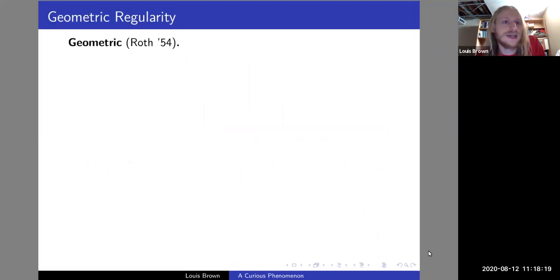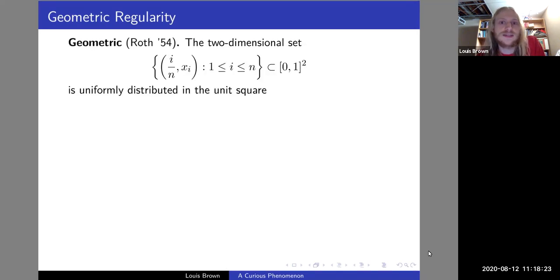And then we have the geometric sense of regularity, which is that if we take the 2-dimensional set, (i/n, ξ_i), this is uniformly distributed in the unit square. So we're just taking our sequence and lifting it from the unit interval to the unit square using evenly spaced x coordinates.